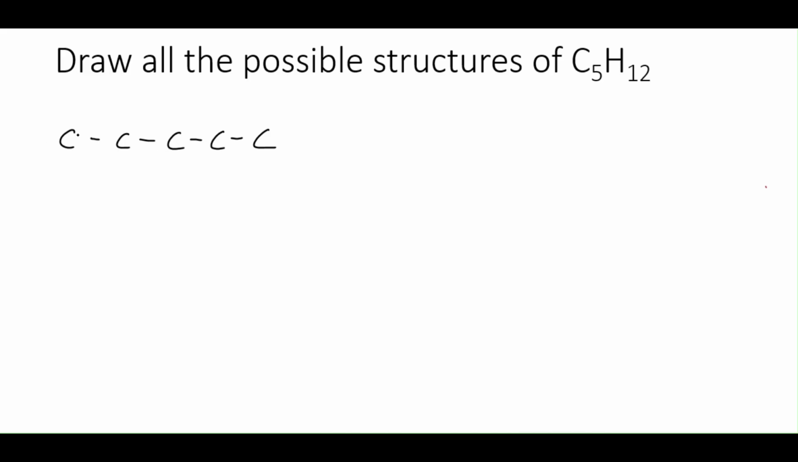So the easiest one to do is a straight chain alkane. So that's going to be C5H12, easy peasy. And you just put in your hydrogens. One of the rules you need to remember, which you probably know, but just in case, you need to make sure that each carbon has got 4 bonds. That's one of the rules you have to obey. So that's the first one.